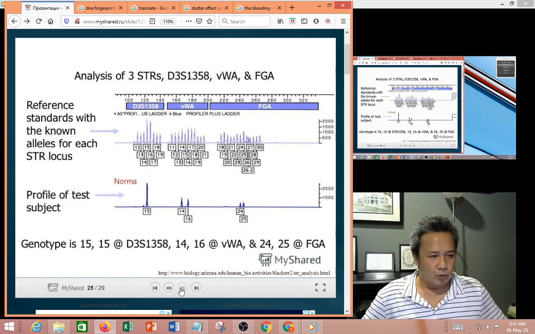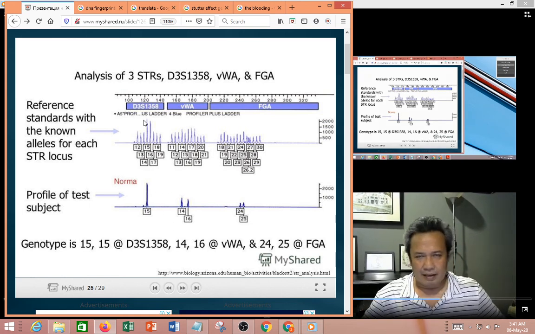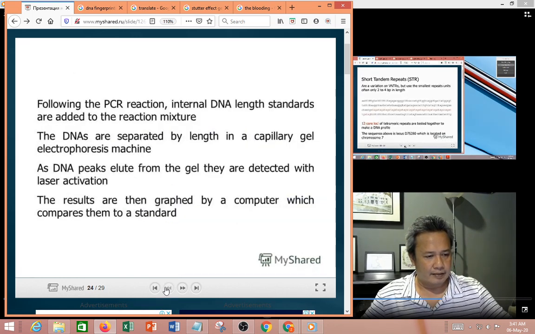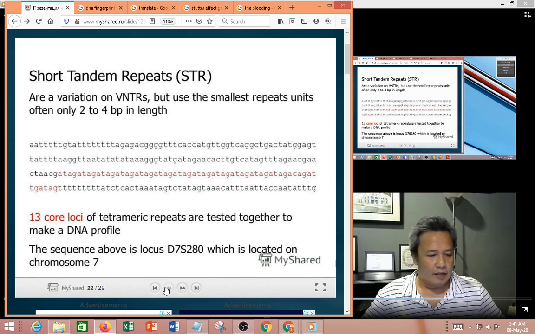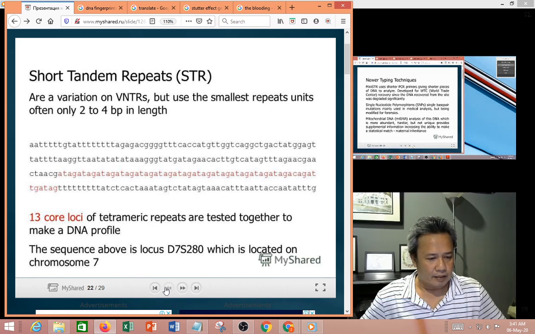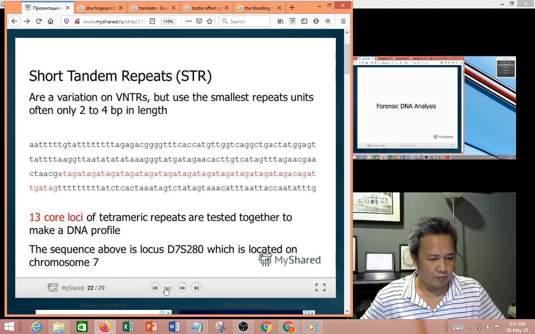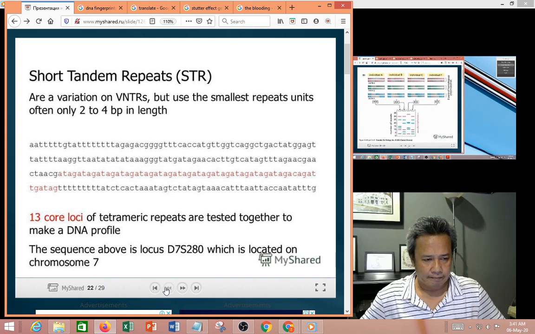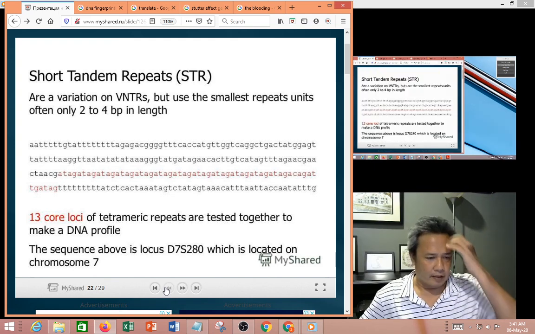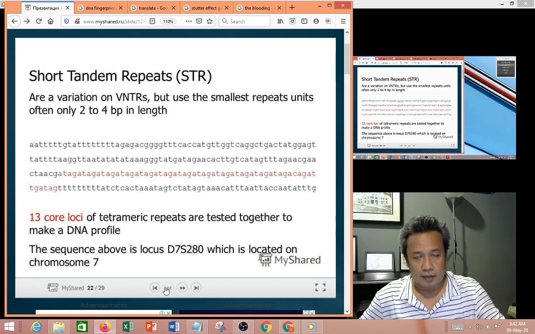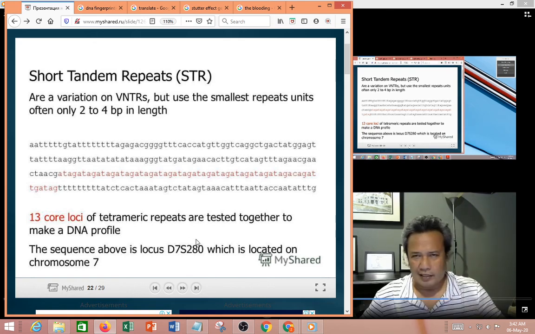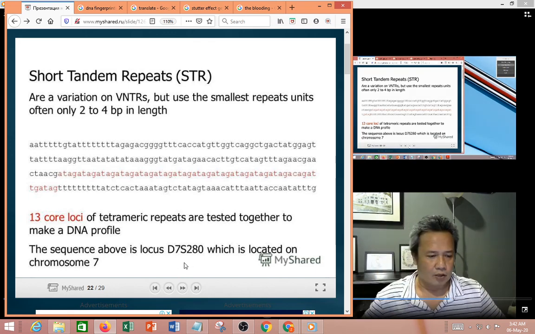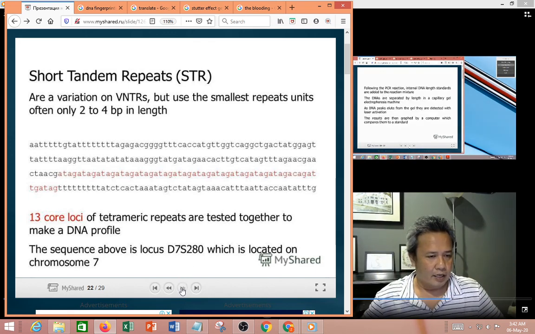Okay, this is one locus. Let me just try to explain this. Remember, it says 13 core loci. This is from a marker. This is the name of the marker. On another slide, I have the list of the different loci that are used for identification.